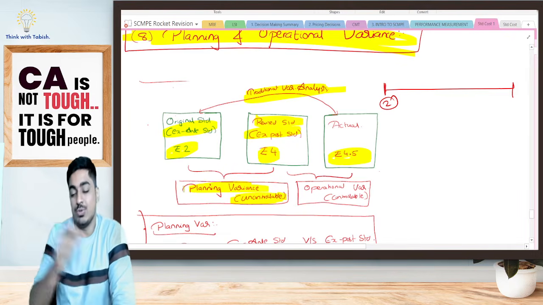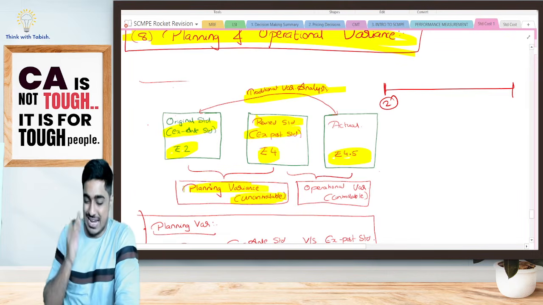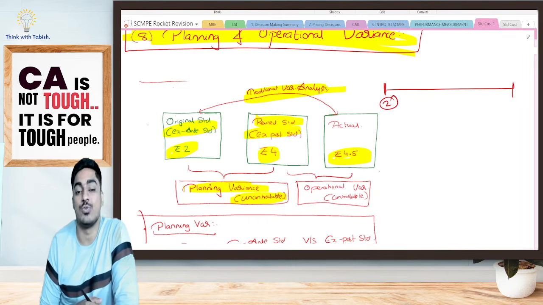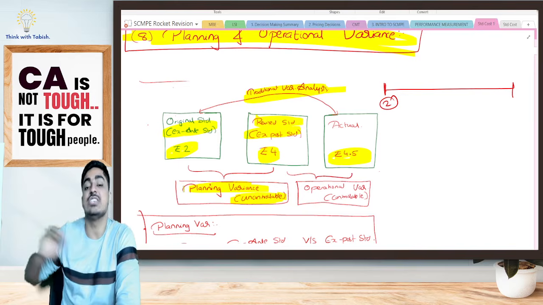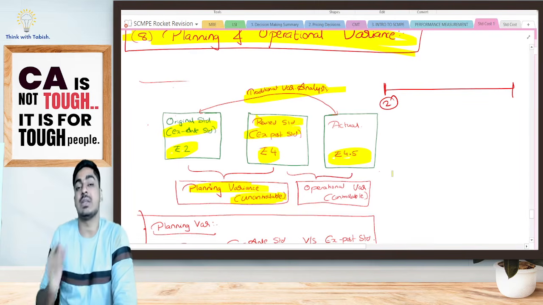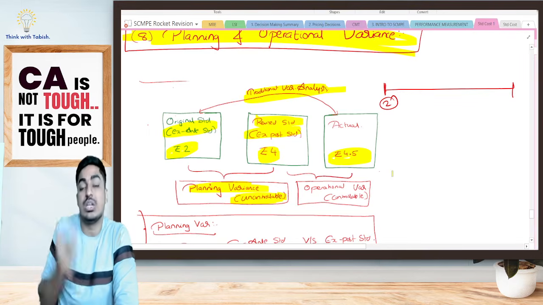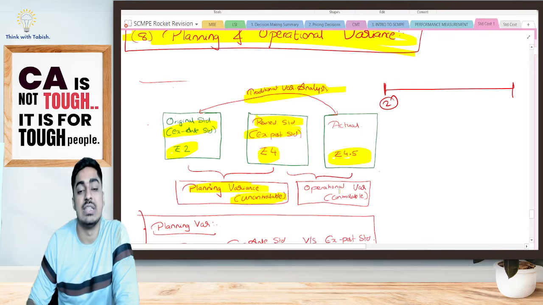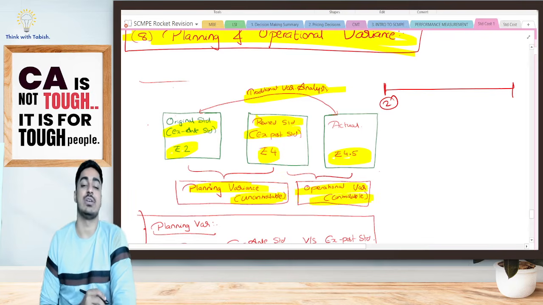However, okay, 2 rupees to 4 rupees it has increased. At 4 rupees, at least I should have purchased, right? But actually, at what price have I purchased? 4.5. Means this increase of 0.5 rupees, was it controllable? Yes, it was controllable. If I had purchased the goods properly, I should have got the goods at 4 rupees. However, actually I have paid 4.5 rupees. This is my operational variance, which is controllable.